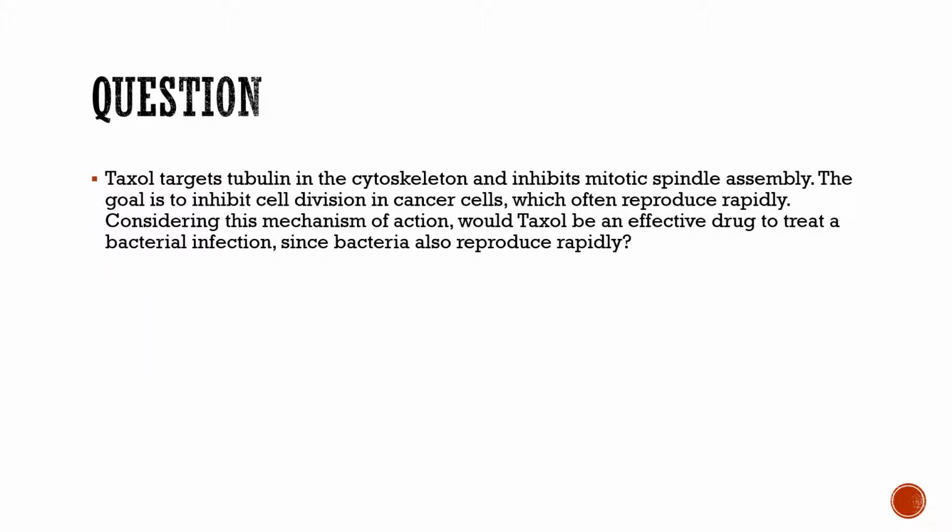So my question for y'all today is: Taxol targets tubulin in the cytoskeleton and inhibits mitotic spindle assembly. But the goal is to inhibit cell division in cancer cells, which often reproduce rapidly. Considering this mechanism of action, would Taxol be an effective drug to treat a bacterial infection, since bacteria also reproduce rapidly?